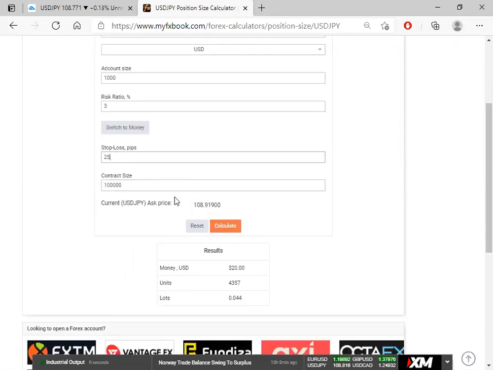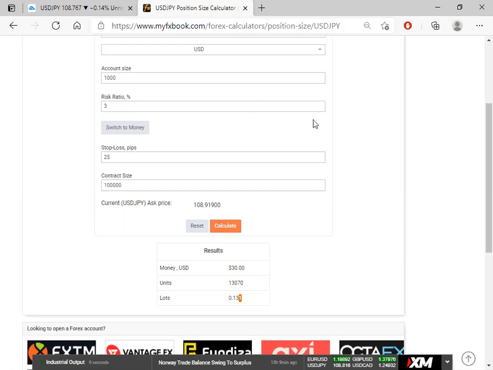This is the current ask price, 108.919, but that's automatically generated. And you just click on calculate. It's going to tell you, okay, if the trade doesn't work out, you stand to lose $30. That's about 1,300 units. And looking at the lots, that is 0.13. That is the lot size that we're going to punch in when we're opening the position.